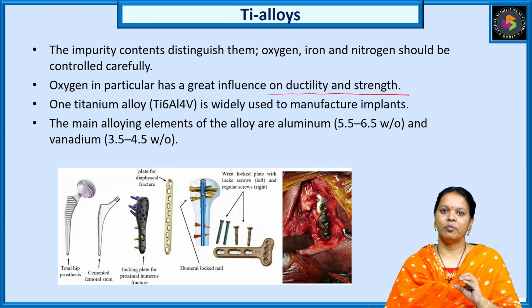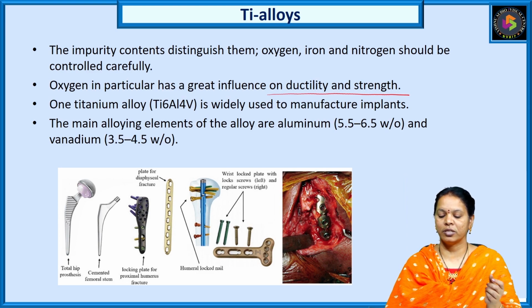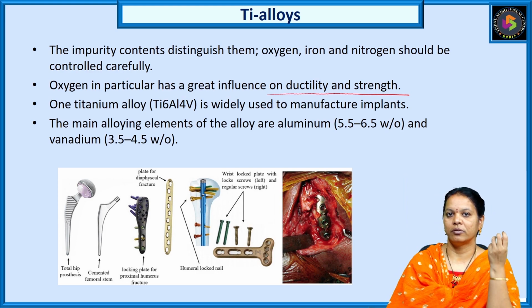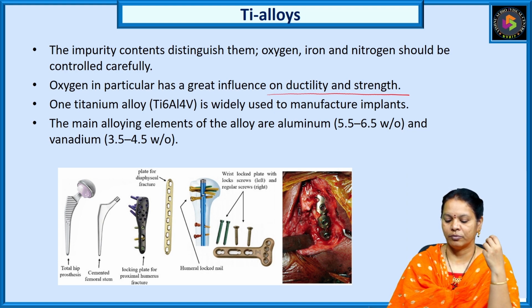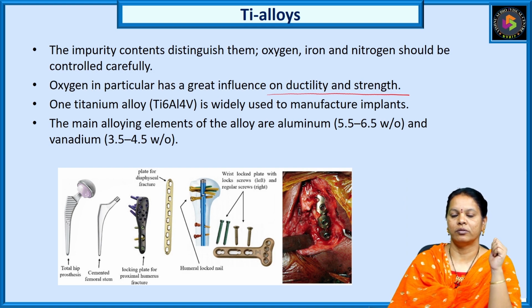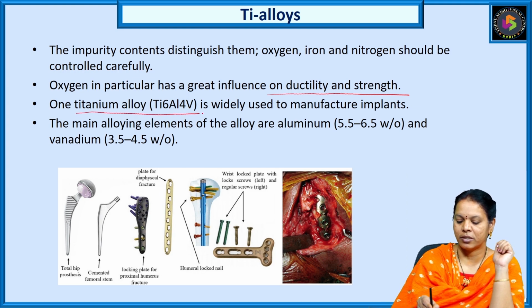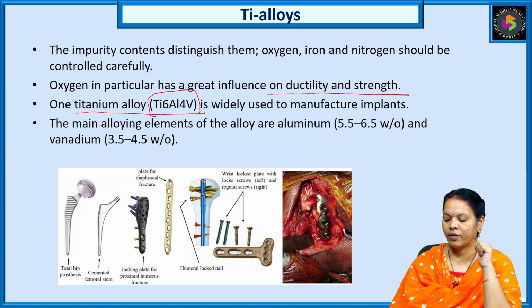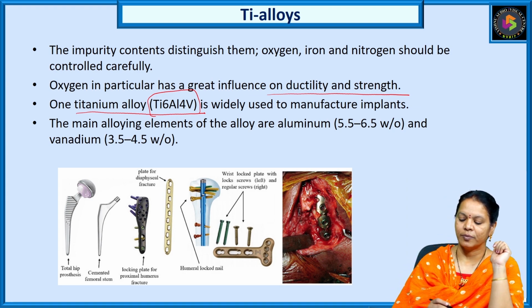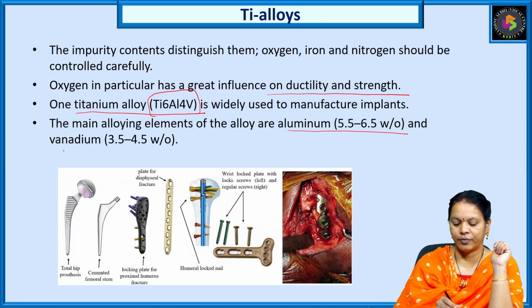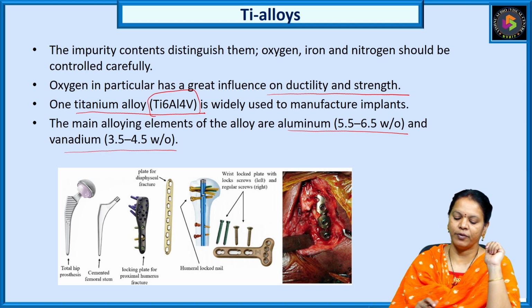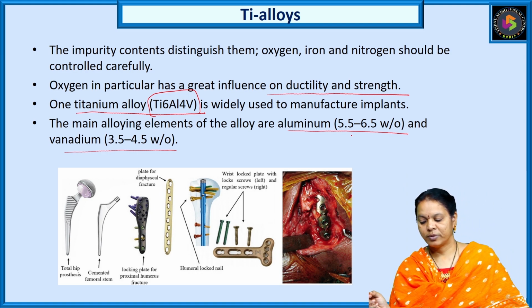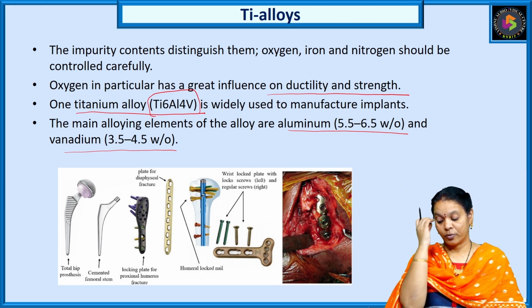So for a few applications where we want high wear and tear resistance, we have to make them a bit softer, soft in a way wherein it will not wear out because of friction. Such an alloy is titanium 6 aluminum 4 vanadium, which is highly used for implant materials, wherein aluminum and vanadium are alloyed to titanium in the weight ratio of aluminum 5.5 to 6.5 and vanadium 3.5 to 4.5.